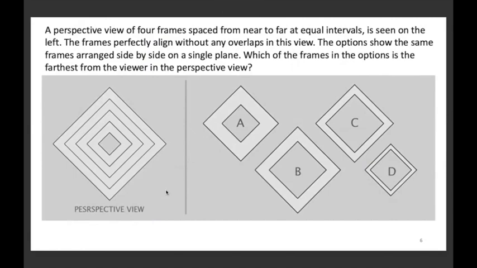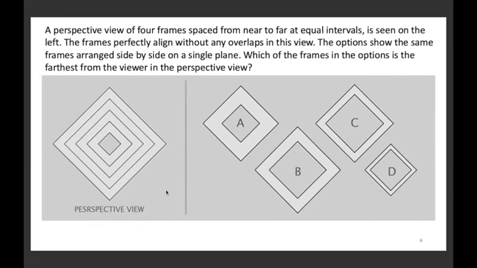A perspective view of 4 frames spaced from near to far at equal intervals is seen on the left. The frames are perfectly aligned without any overlaps. The options show the same frames arranged side by side on a single plane. Which of the frames in the options is the farthest from the viewer in the perspective view?